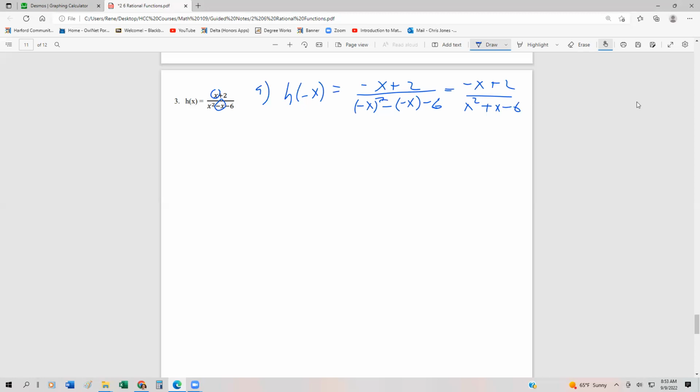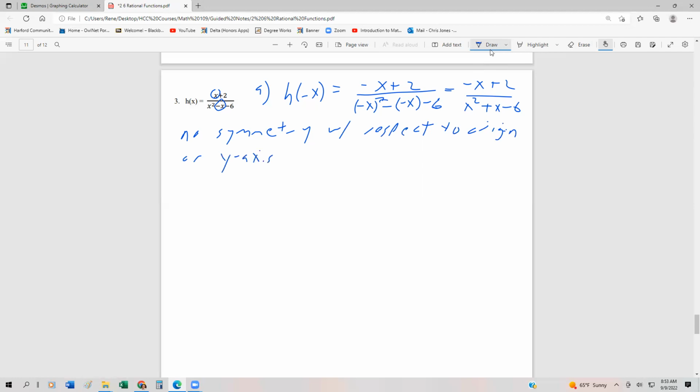And clearly not every sign changed. Okay, there's only 2 sign changes, not 5 sign changes. So this means that there is no symmetry with respect to the origin or the y-axis. Okay, all right.